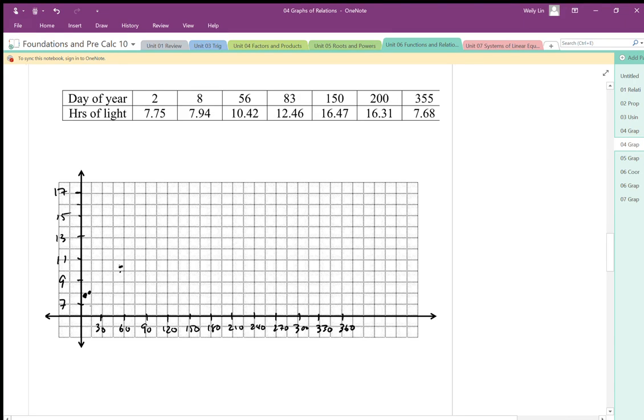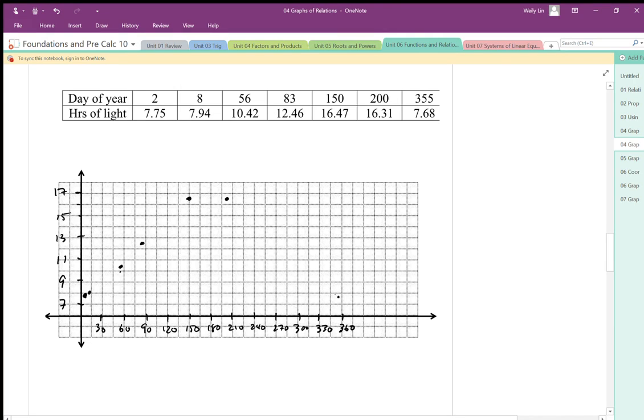Then at day 83, somewhere around here, it's going to be 12.46, somewhere around there. Day 150 is going to be 16.45, so maybe about there. Day 200 is somewhere right about here, 16.31, so maybe somewhere in there. And 355 is going to be back down to almost 8, just a little under 8. So somewhere around here.